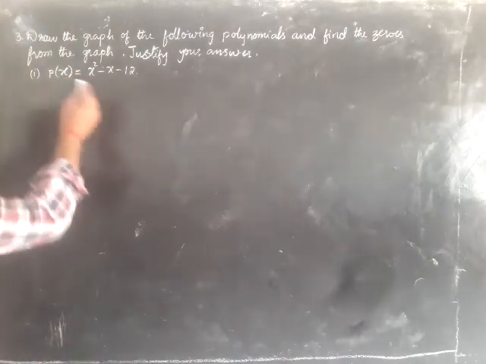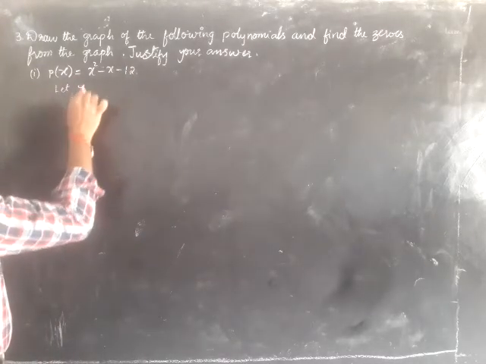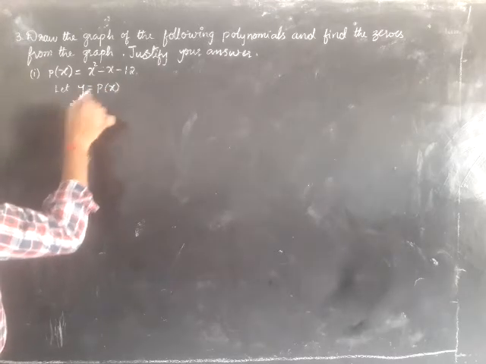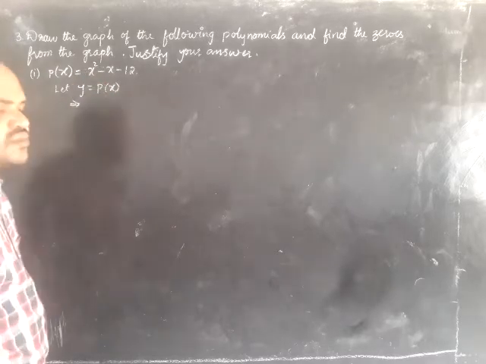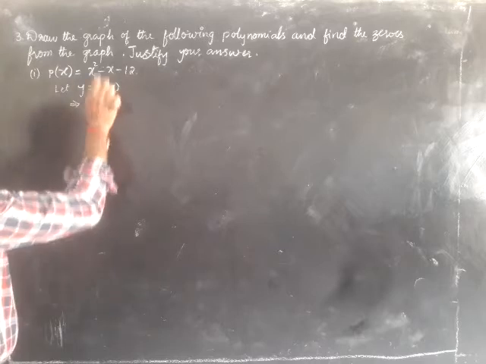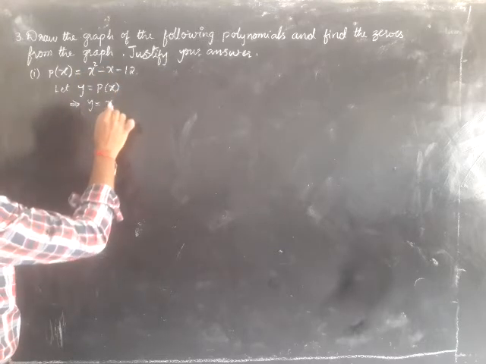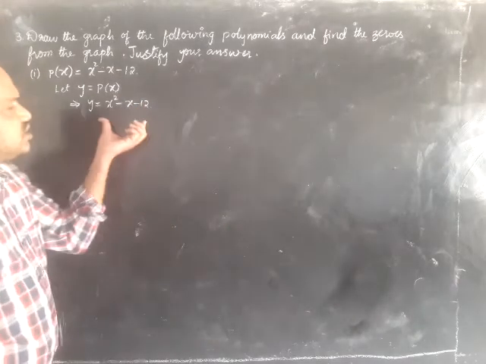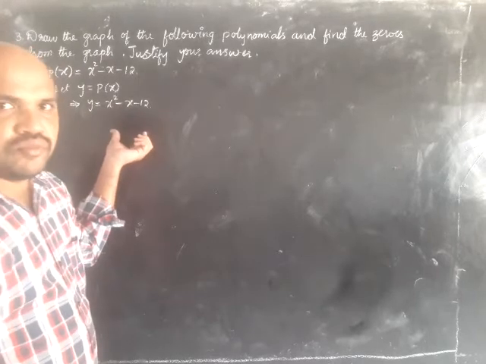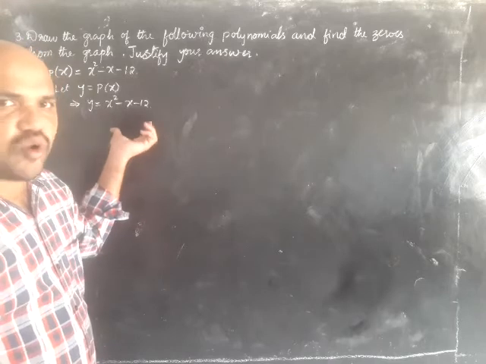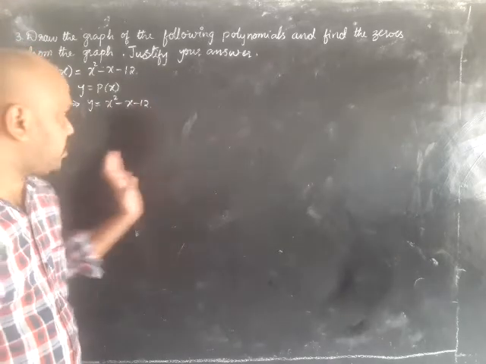So we take this given polynomial as y. Let y is equal to p of x. If y is equal to p of x, then what is the polynomial p of x? He has given it as x square minus x minus 12. Then it becomes y is equal to x square minus x minus 12. Now for this we have to draw the table. To plot the points we want x and y coordinates only, then only we can plot the points and draw the graph.